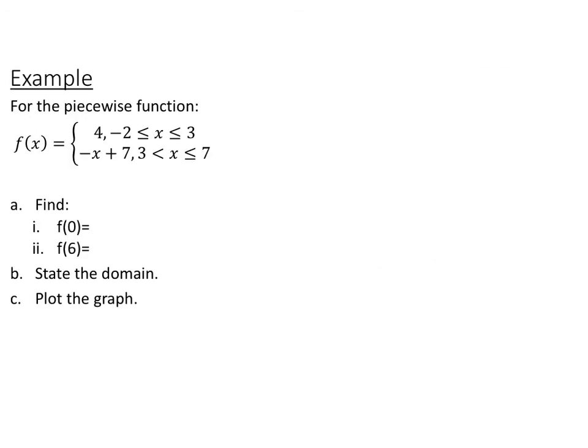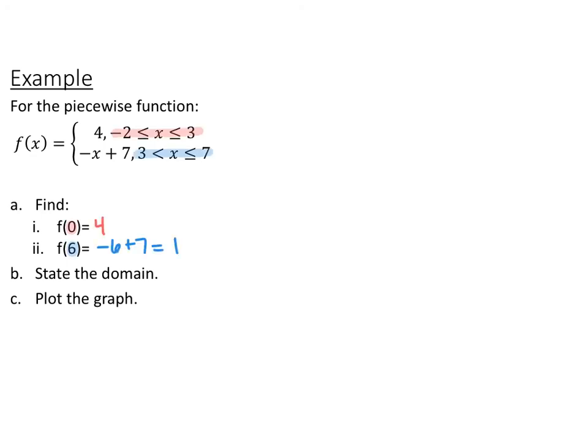So here we're given a piecewise function f of x is equal to 4 when x is between negative 2 and 3, and f of x is equal to negative x plus 7 when x is between 3 and 7. So first thing we want to do is find f of 0 and f of 6. So remember, this is function notation, which means basically this is asking what is your y coordinate when x is that value. So go ahead and pause the video and find f of 0 and f of 6.